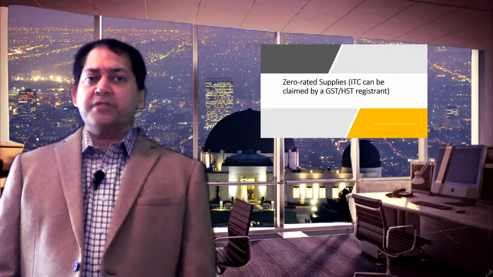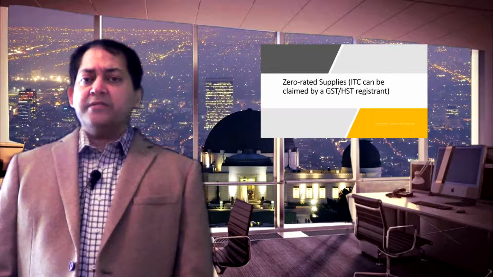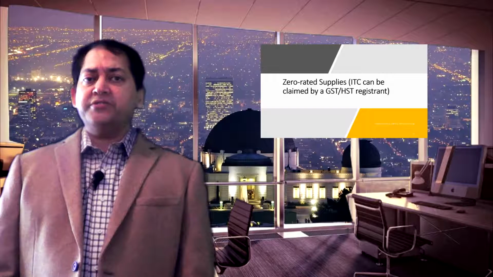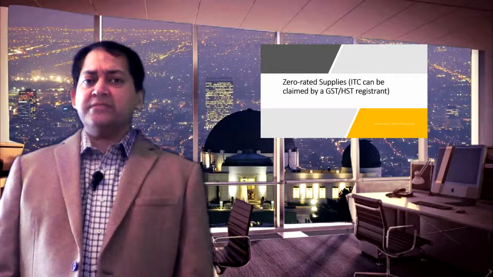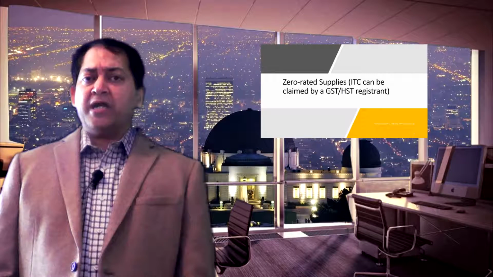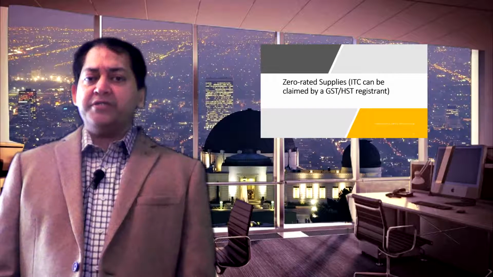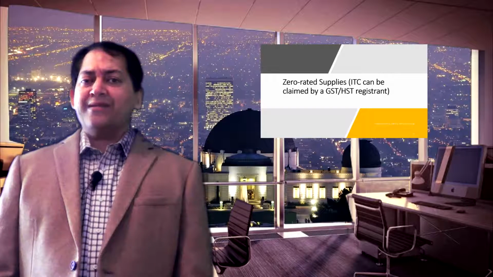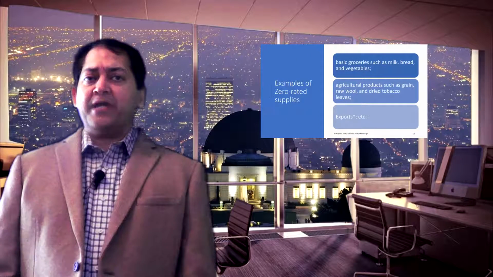Now, there's another category that is called zero-rated supplies. In this case, the input tax credit can also be claimed by a GST, HST registrant. And the only difference between standard-rated and zero-rated supplies is that when you supply zero-rated supplies, the HST charged by you is equal to 0%, but still they fall within the ambit of HST law, so you are allowed to claim your ITC. Examples of zero-rated supplies may include basic groceries such as milk, bread, and vegetables, agriculture products such as grain, raw wool, dried tobacco leaves, and exports.